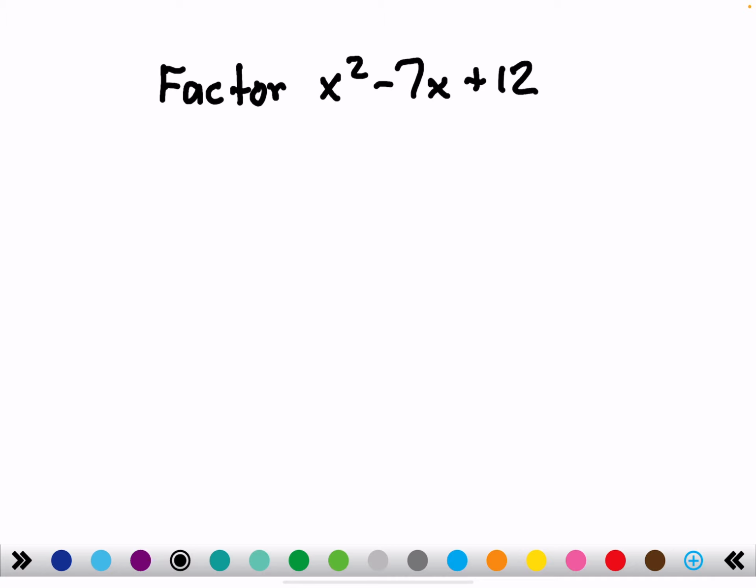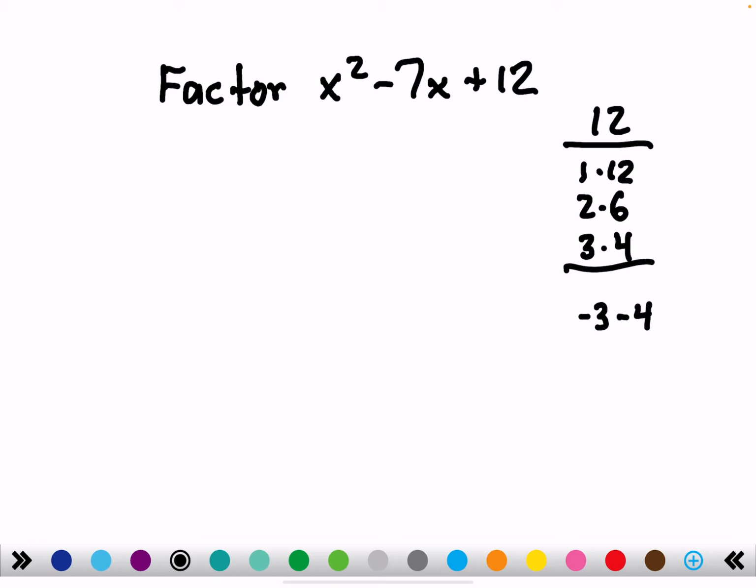Now let's factor x squared minus 7x plus 12. So here when we ask the factoring question, what are two numbers that multiply to +12 and add to -7? So let's think of factors of 12. We got 1 and 12, 2 and 6, 3 and 4. That's all of them. Well, clearly it's 3 and 4, but the 3 and 4 have to both be negative, because -3 minus 4 is -7.